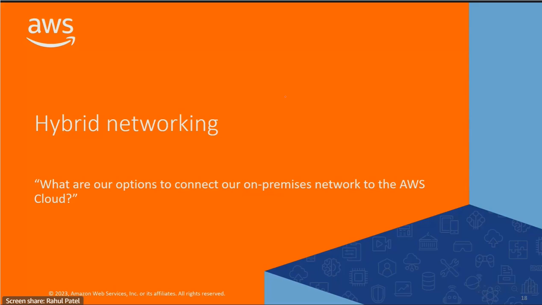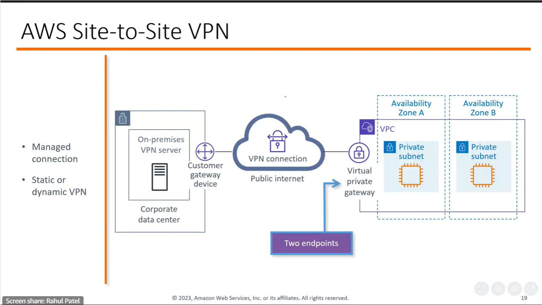So what are the options that we have to create a hybrid connection where our on-premises network is connected to our AWS cloud network? This is something that we are going to explore here. What are the options that are available?